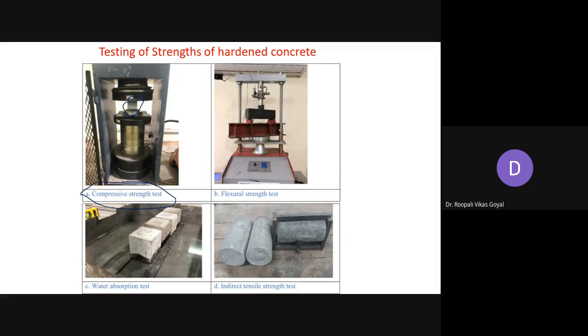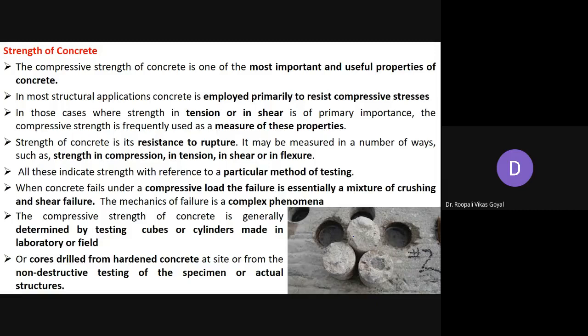You have to check it. For flexural strength, we are using a beam. For indirect tensile strength, we are using these cylinders, and a water absorption test is also there. But in our laboratory, these three strength tests we have to perform. Now, as I told you, the strength aspect is very important, and we should know which are the factors responsible for that. Before that, we will have one overview related to the strength of concrete.